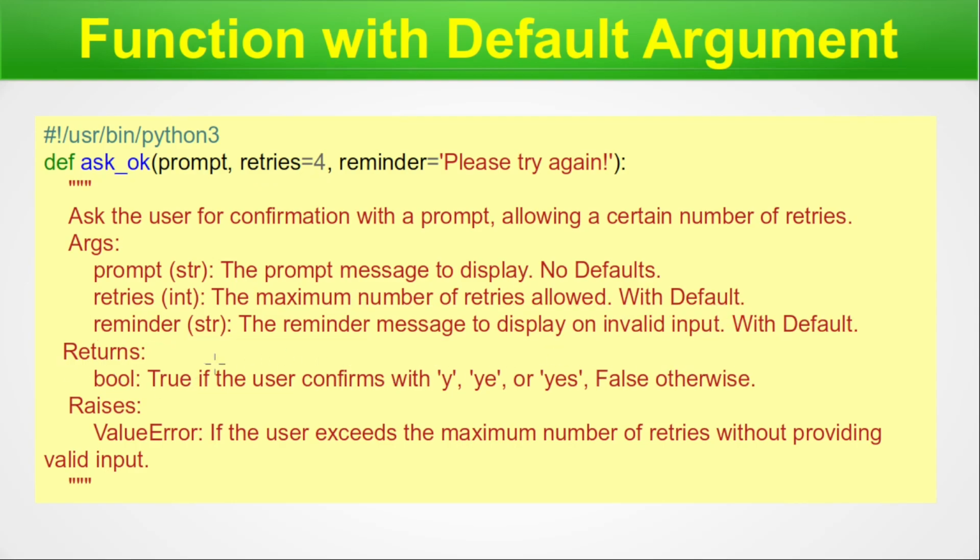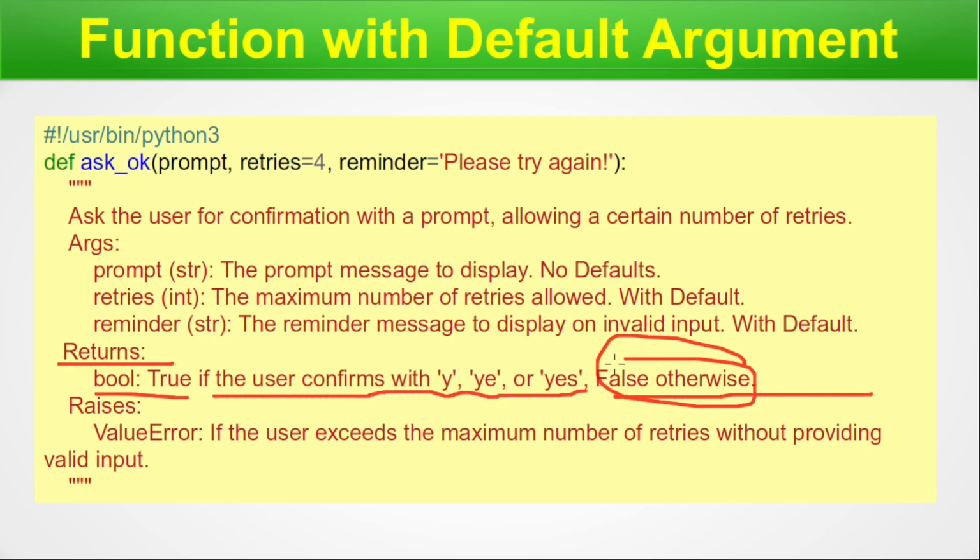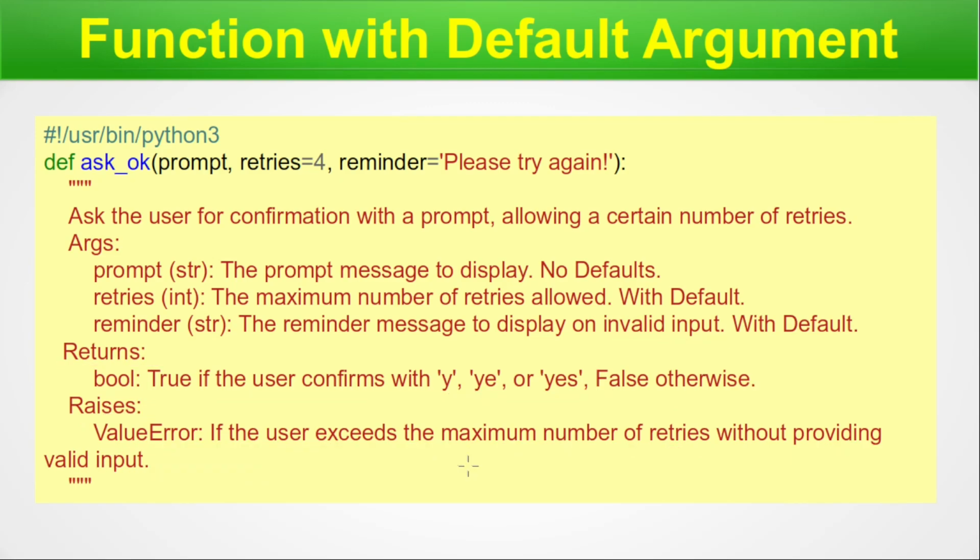Please try again. What does it return? It returns a boolean. True if the user confirms with y, ye or yes. False otherwise. Any other cases will be false. It raises a ValueError if the user exceeds the maximum number of retries without providing a valid input. So this is the docstring. That means this is what you have to write here when you are writing a function: what the arguments mean, what the purpose is, what the type is, what its limitation is, and what its flexibility is, all these things. So this was just for your understanding.